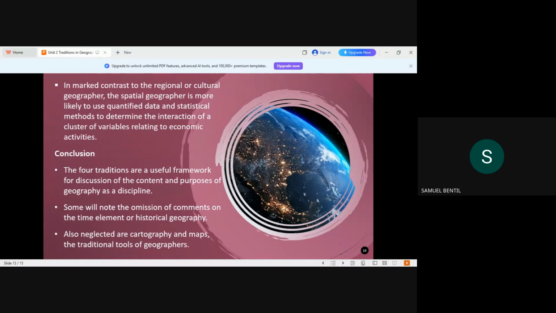And some will note the omission of comments on the time element, or historical geography, which I told you about earlier. Historical geography is normally the study of events or occurrences in relation to time. I told you that historical geography was initially the fifth tradition. But you know that with all these four, you cannot talk about them without time, so there isn't the need to also have a fifth one called historical geography. Are you getting the picture?